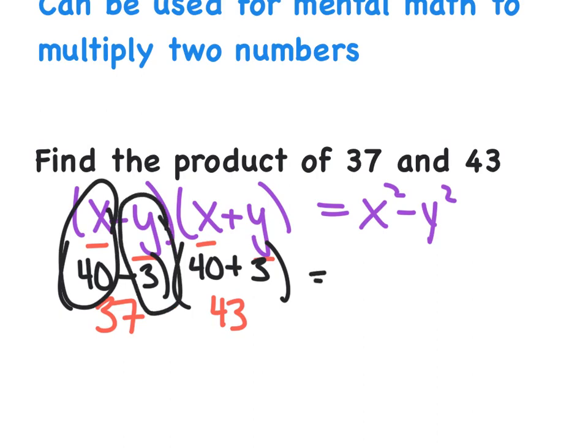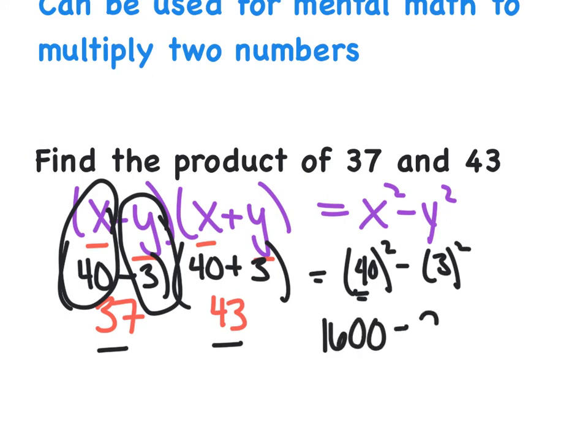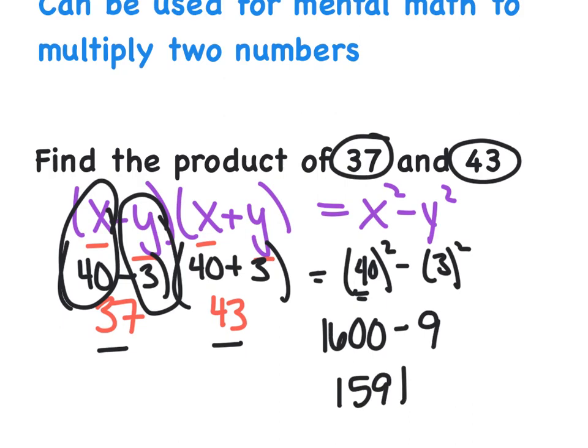So I know 37 times 43 is the same as 40 squared minus 3 squared. 40 squared is simple. Just square the 4, that's 16, and add on 2 zeros, minus 9. So I know this product of 37 and 43, if I just subtract those, is 1,591. Okay, and again, just using a simple identity to help me add, subtract, multiply, divide, etc.